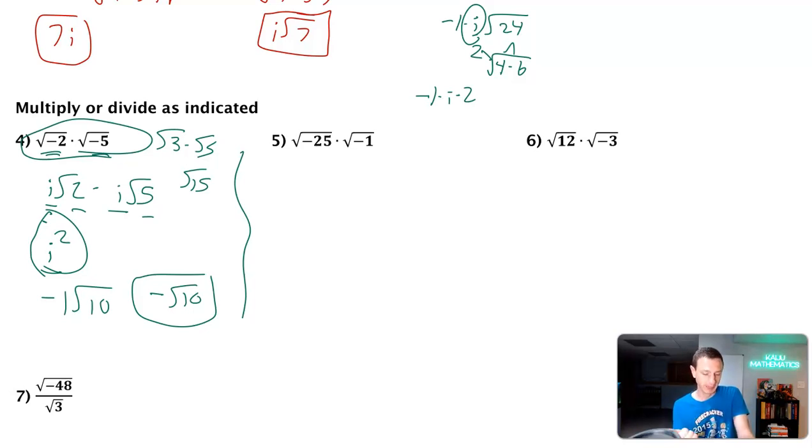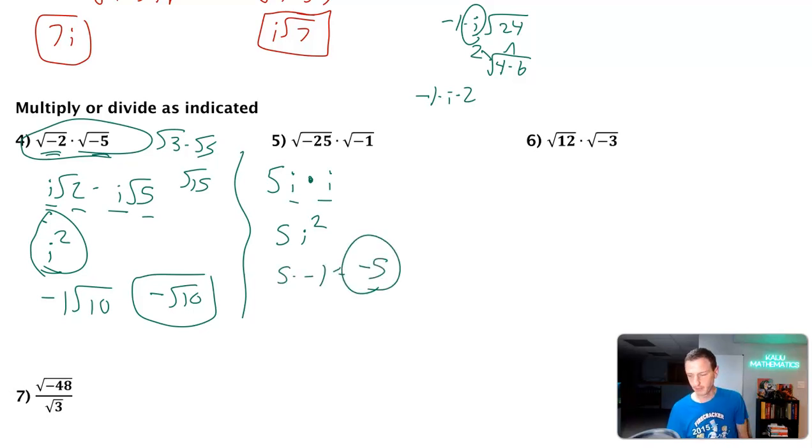Number 5, square root of -25. First of all, it's negative, so I have to pull out an i. Second of all, the square root of 25 is 5, so 5i, times the square root of -1. The square root of a negative is i, and the square root of 1 is 1. So then I have 5i times i, which is i squared. i squared is negative 1.